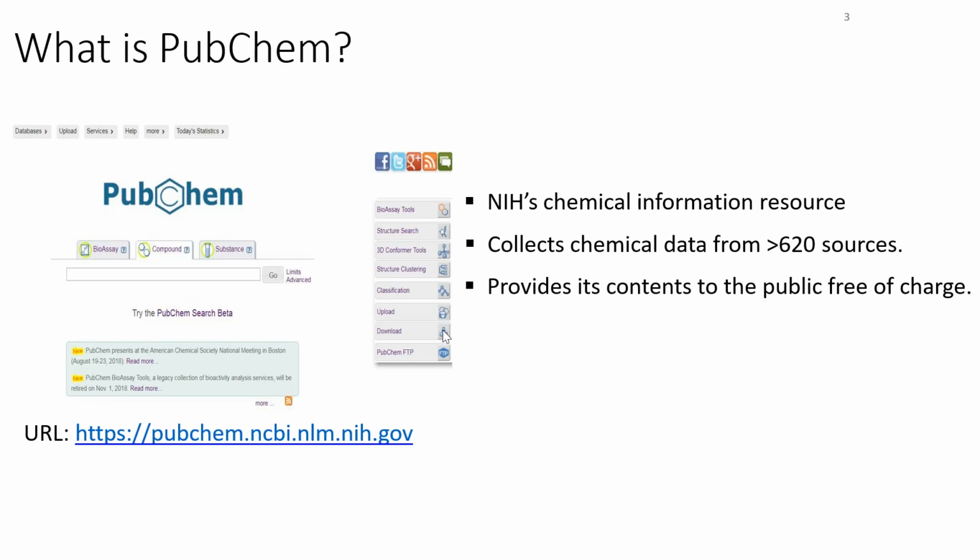So I'm just going to zone in on PubChem because I want to show you a couple of things on PubChem, and you're going to do your hands-on exercise using this particular database. So it's an NIH chemical information resource, and collects data from over 620 resources for each compound. Some of them might not have all the information, but for as many as are available, they try to get as much information as they can for each compound in the database. And of course, it's free.